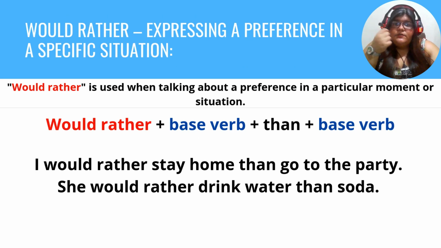Then we have would rather, expressing a preference in a specific situation. For example, would rather is used when talking about a preference in a particular moment or situation. Here in red we have would rather plus the base form of the verb plus than plus the base form of the verb. Not in ing, right? So be careful. And it says, I would rather stay home than go to the party. She would rather drink water than soda.